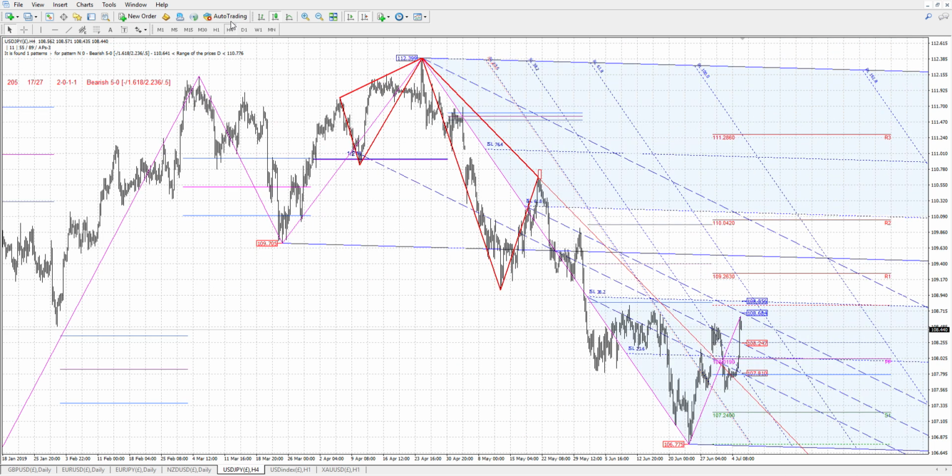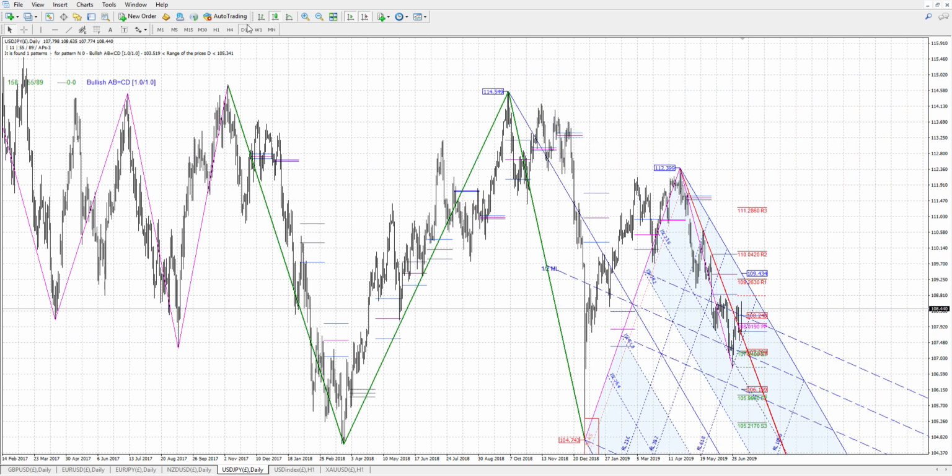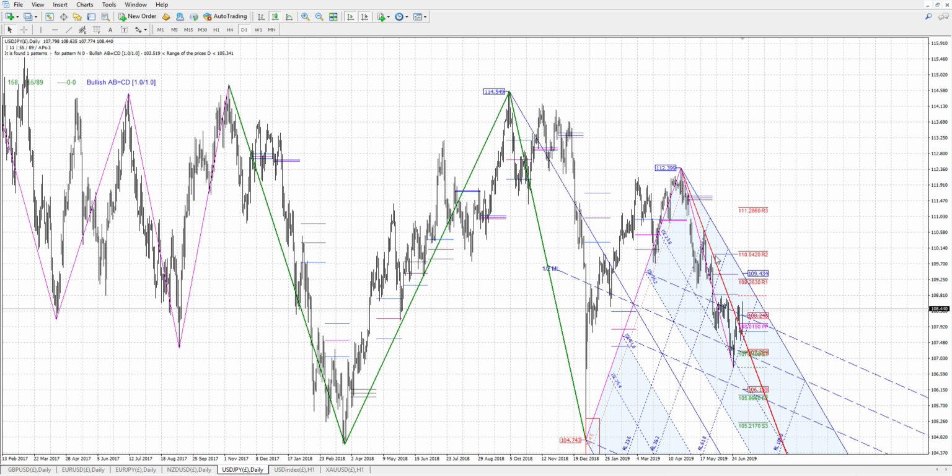The 4 hourly, bearish 5.0, same thing. We would have broken that. Let's see, it's the same line. Bounced off quite substantially. Daily, it's a bullish ABCD. Let's get rid of those lines, don't need them.